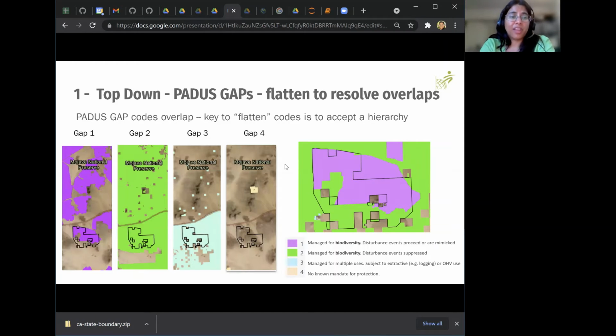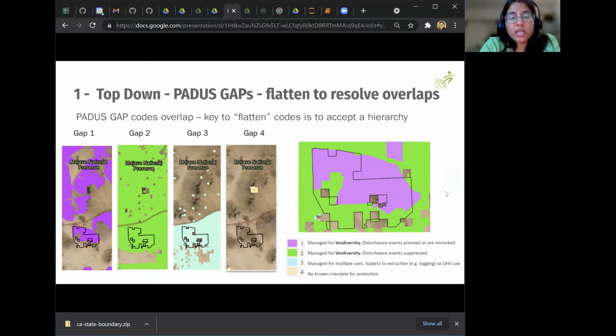So here's an example of flattening. In the Mojave National Preserve, we could see data for this holding unit that includes gap 1, gap 2, gap 3, and no gap 4. But what do we assign the holding unit? One approach would be to assign the one that is the majority of that area. But we've opted for a different approach to try to give the distribution.